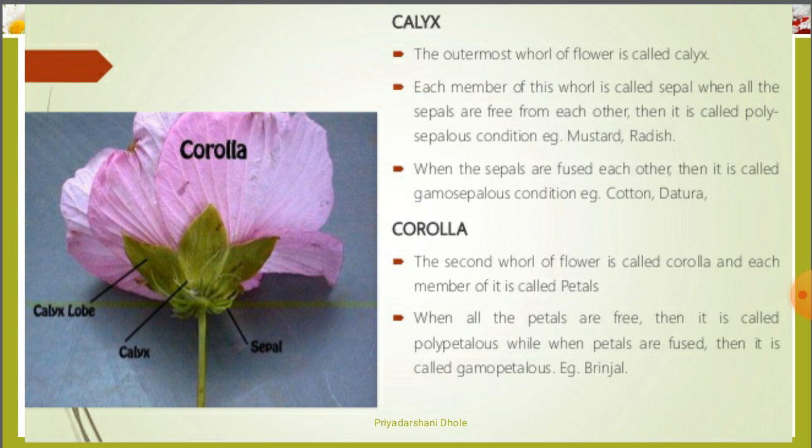Next one is the corolla. The second whorl of the flower is called corolla, and each member of it is called a petal. When all the petals are free, then it is called polypetalous. Poly means free. While when the petals are fused, then it is called gamopetalous. Remember these words. Poly means free, gamo means united. Example is brinjal. This is the calyx and corolla. Calyx is also called sepals, and corolla is also called petals.